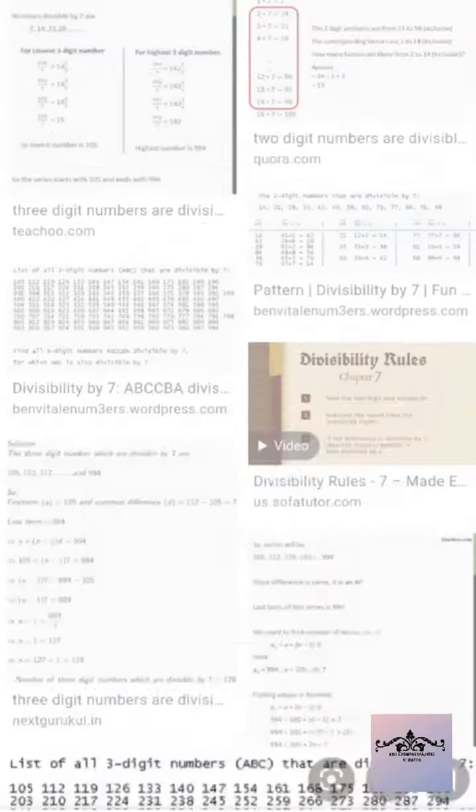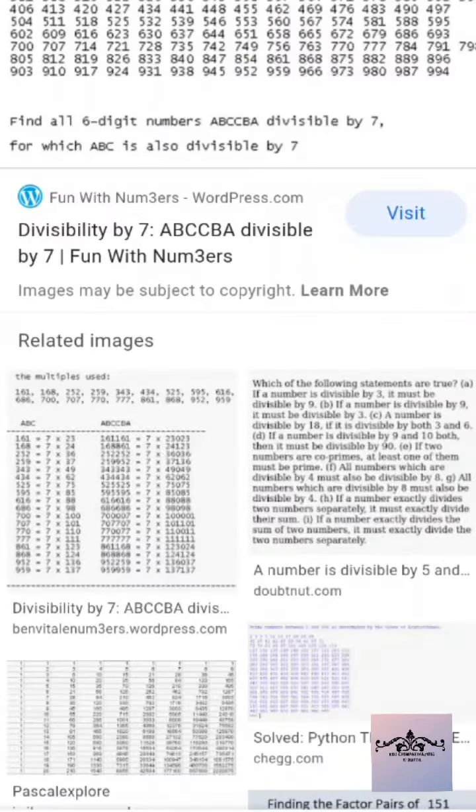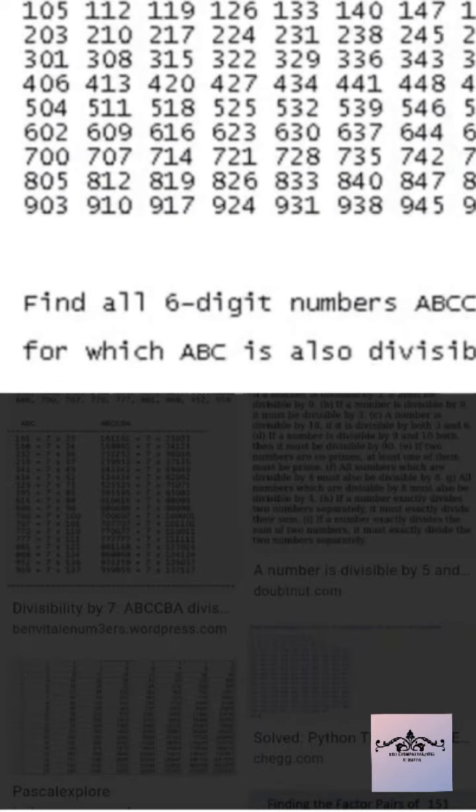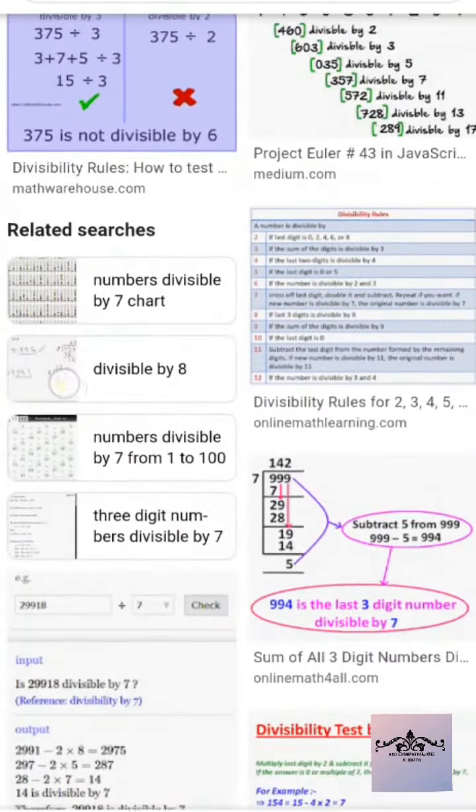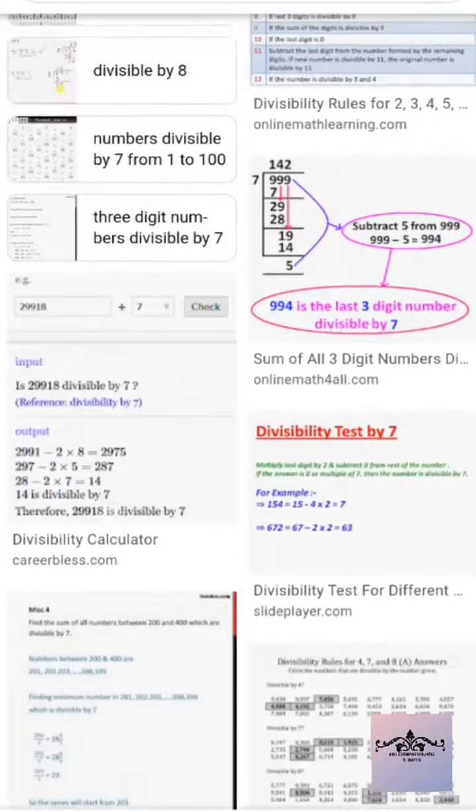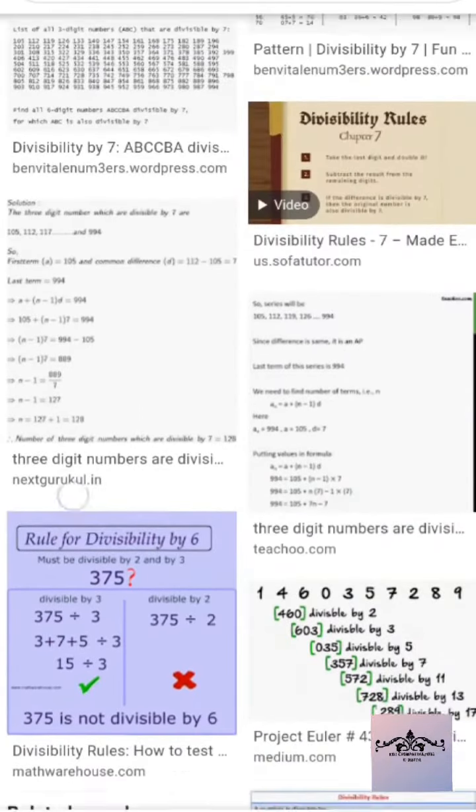So friends, here I am showing you some numbers which are divisible by 7. You can see 105, 112, 190, from the till the last 994. You have many numbers. You can see over here we have too many numbers which are divisible by 7.